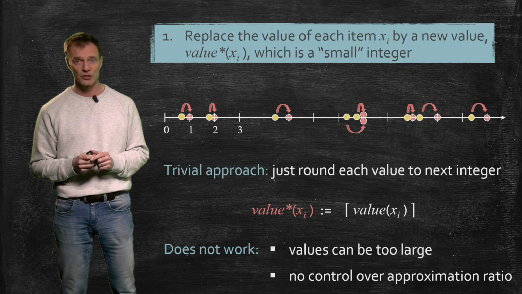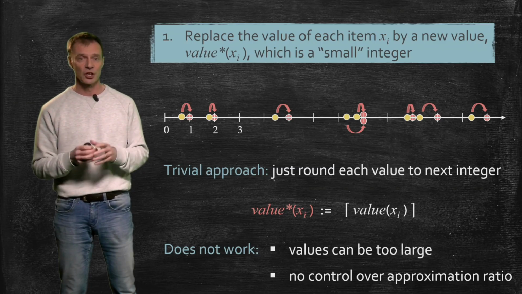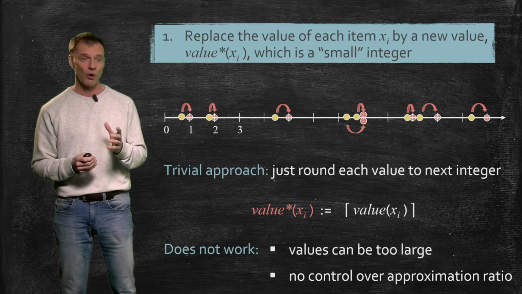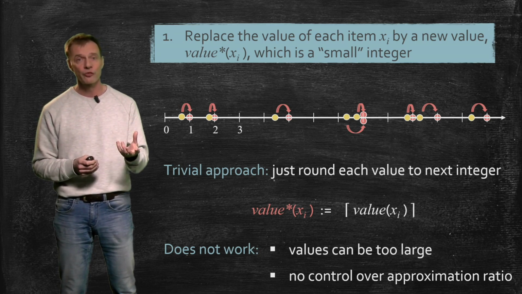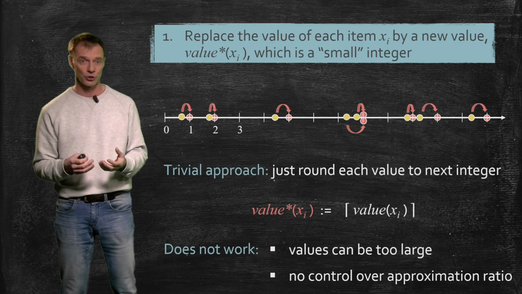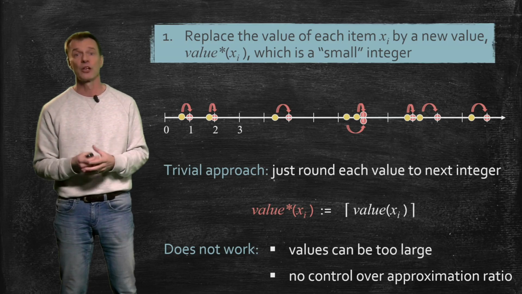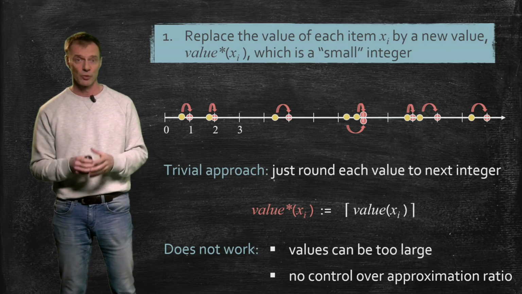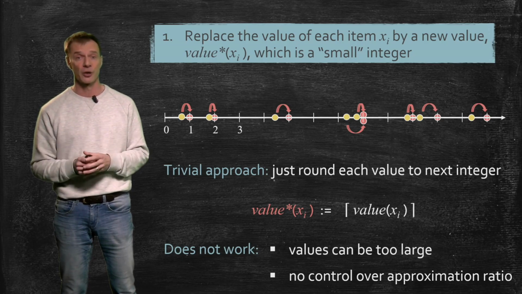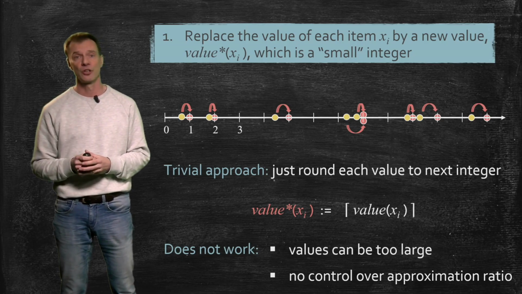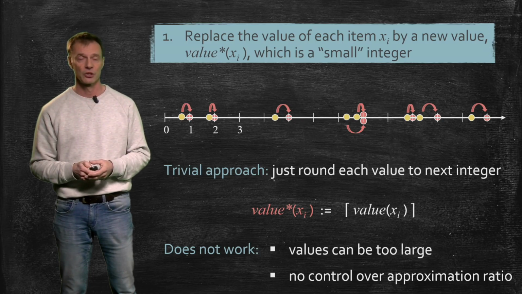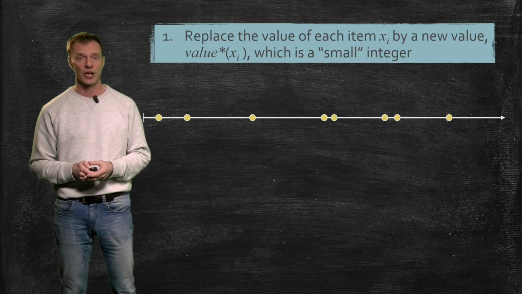The second problem is that if we do it like this, we have no control over the error that we get. Obviously, if we replace all the values by value star and compute an optimal solution for value star, that may not be the real optimal solution. We will get some kind of error in the solution. And somehow we want to control this error, and if we simply round to the nearest integer, we do not have any control over these errors. So instead of this, we do something else.